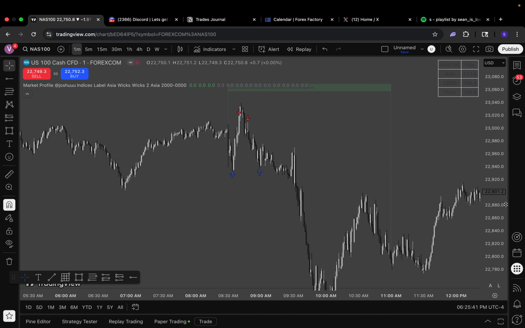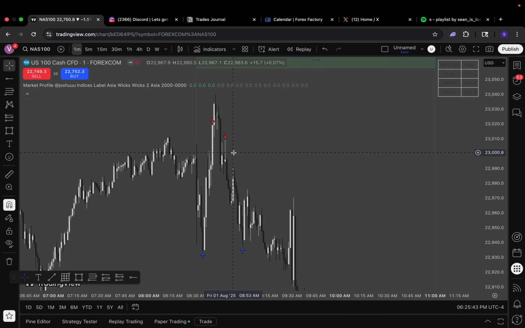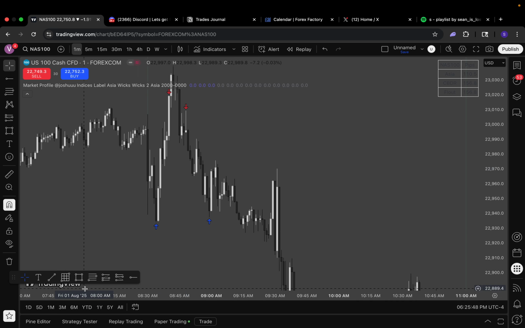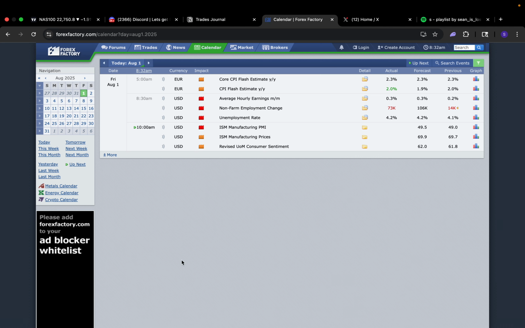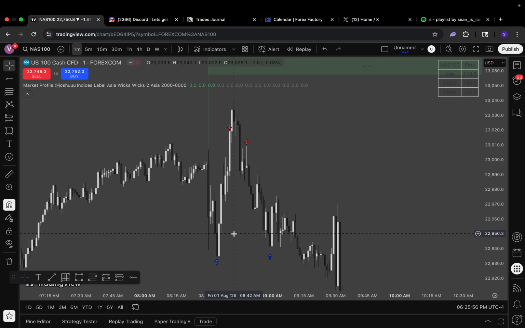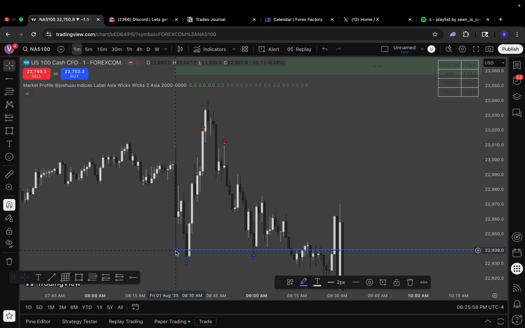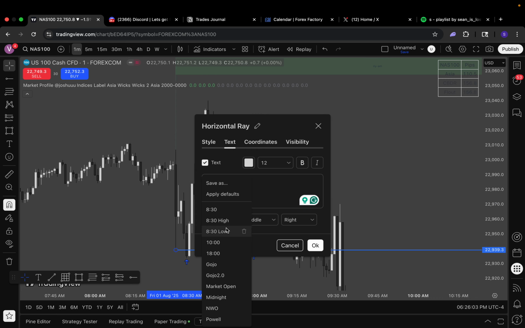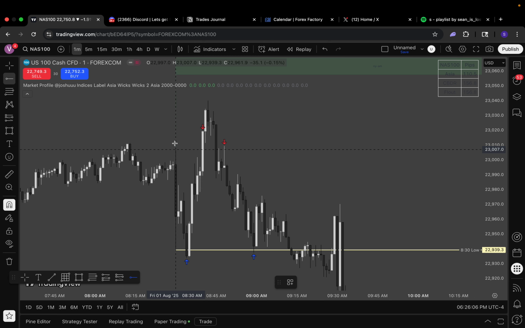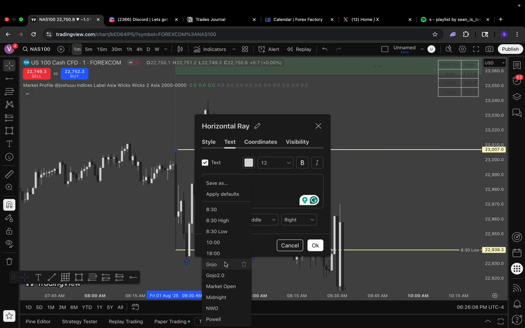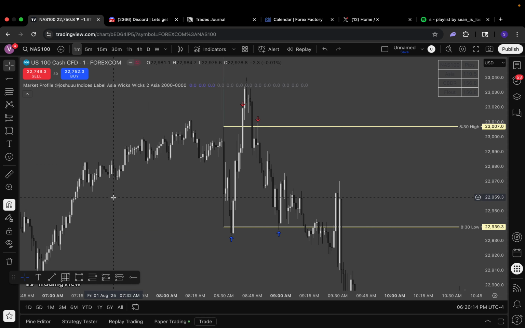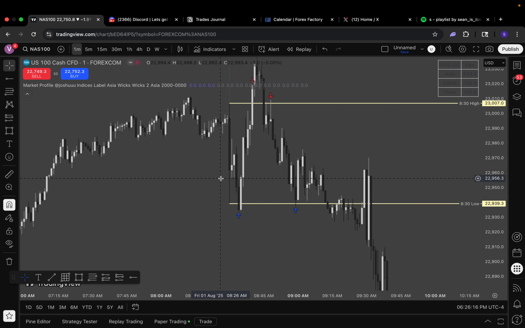And so here, the reason why I took two trades today, actually, let's see. So we had news today. This was the news for today, and then we formed this candle, which was 8:30. So 8:30 low, 8:30 high.